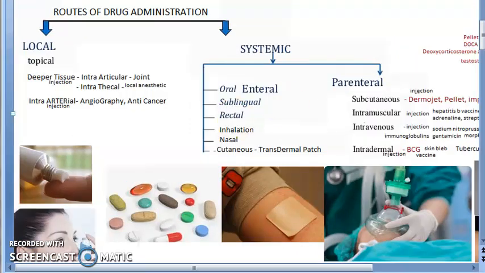Okay. Let's come to the exact classification, routes of drug administration. It can be local or systemic. Local means the part of the body it will work on. Systemic means general action, maximum part of the body it will reach.